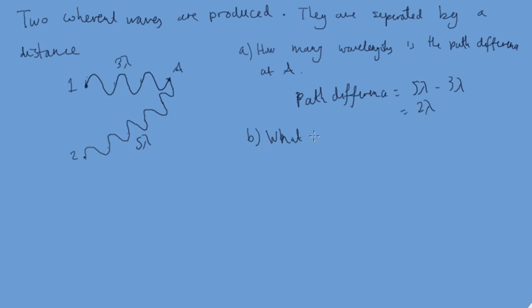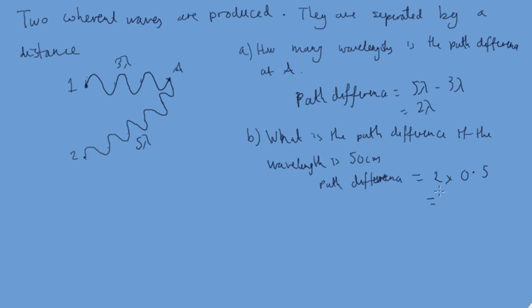What is the path difference if the wavelength is 50 centimetres? So the path difference is going to be 2 times 50 centimetres, which is 0.5 metres. So always put it into metres, which is going to be 1 metre, because path difference is n lambda. If this was a destructive one, it would be the n plus a half one.